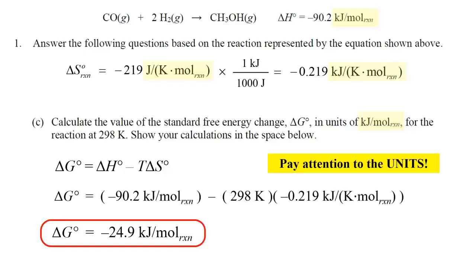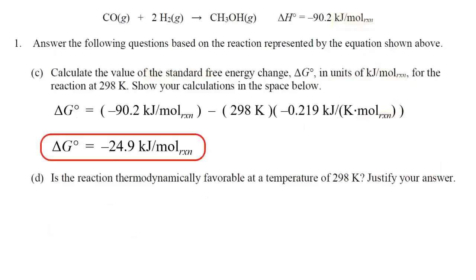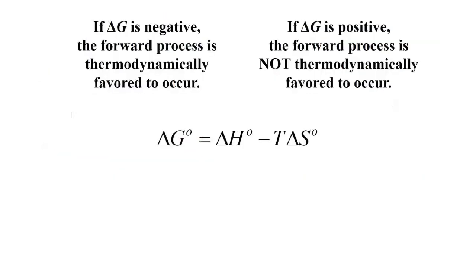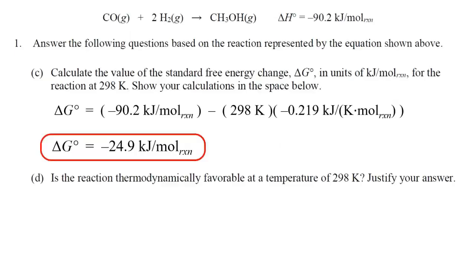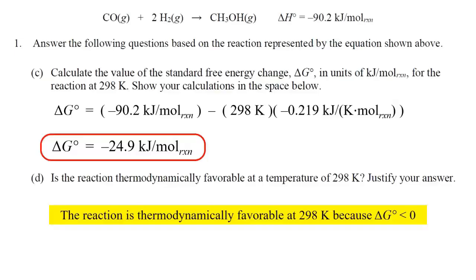Now let's take a look at the last part of question 1, which is part D. Part D says, is the reaction thermodynamically favorable at a temperature of 298 Kelvin? Justify your answer. So as you have learned in topic 9.3, if the sign of delta G is negative, the forward process is thermodynamically favored to occur, but if the sign of delta G is positive, then the forward process is not thermodynamically favored to occur. So because we know that delta G is negative, the answer to part D is the following. Yes, the reaction is thermodynamically favorable at 298 Kelvin because the sign of delta G is negative, or delta G is less than 0.